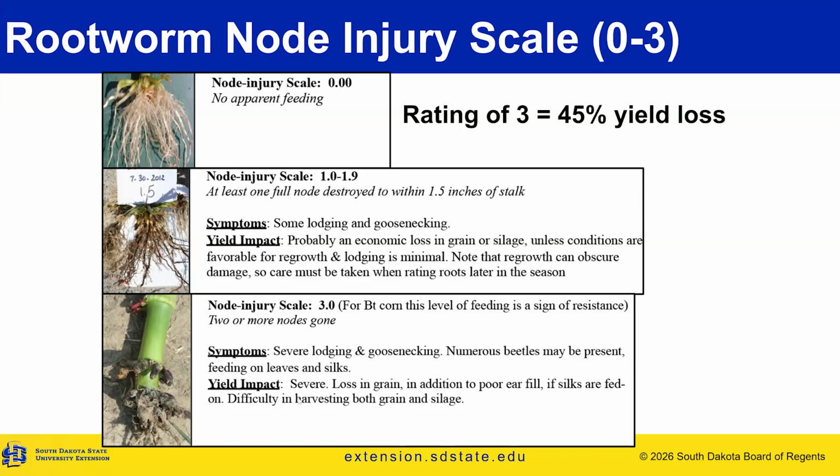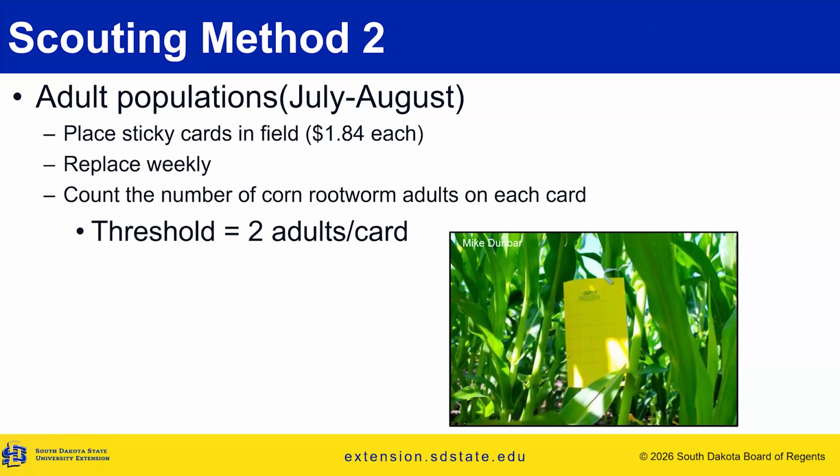So you're probably looking at some stunting, lodging, goosenecking. One of the obvious things, though, is you will see a lot of beetles in those fields. It's going to be pretty obvious that there's an issue. And I'll show another picture for what a rating of 3 looks like, I believe, here in a minute, so we can look at what the ears look like.